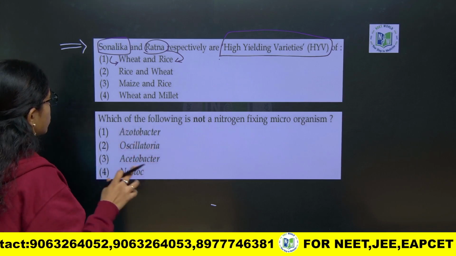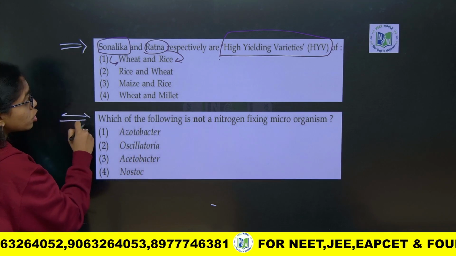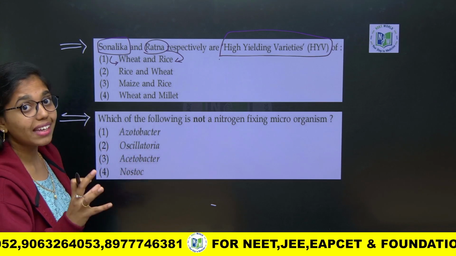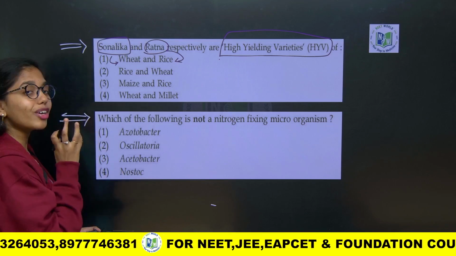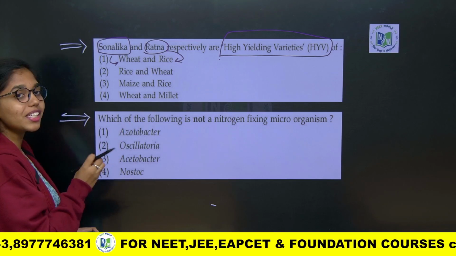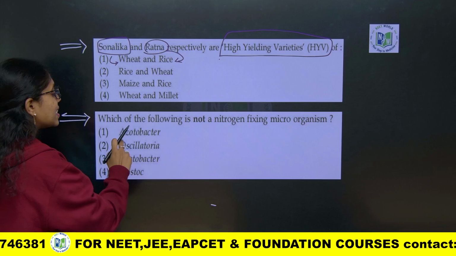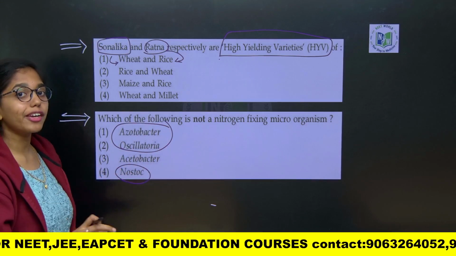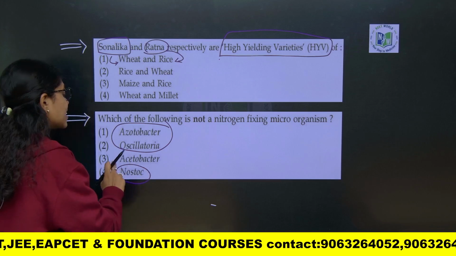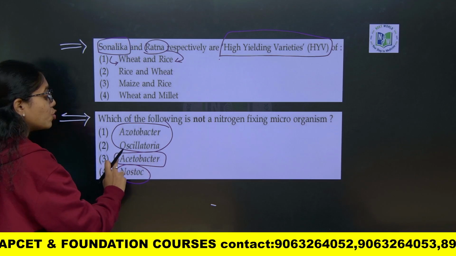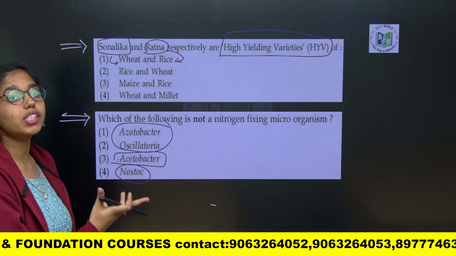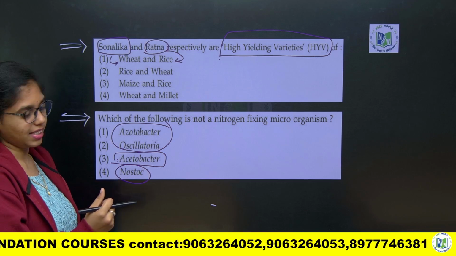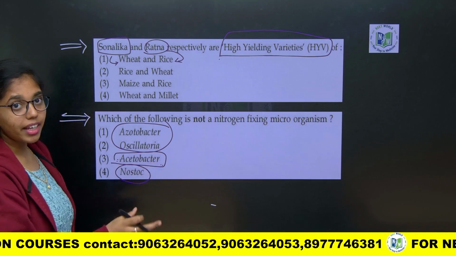Okay. Next, which of the following is not a nitrogen fixing microorganism? You have to clearly look into it because two options are very similar. First is Azotobacter, Oscillatoria and Nostoc. These are nitrogen fixing bacteria. Acetobacter aceti will synthesize or give out acetic acid.